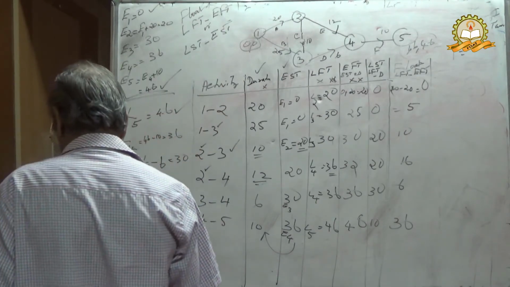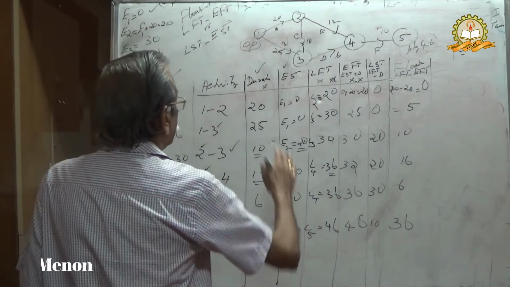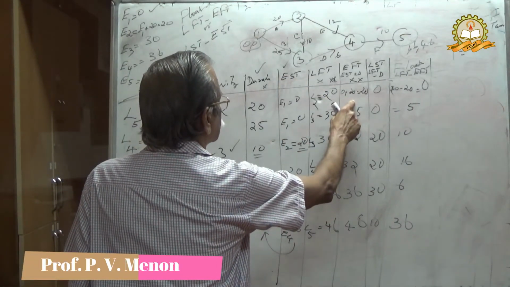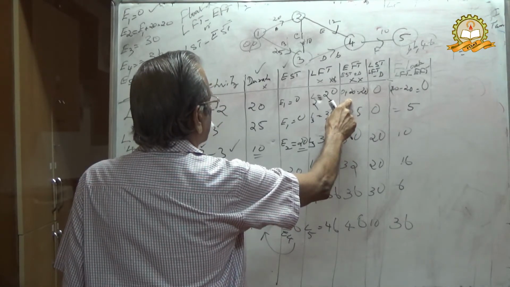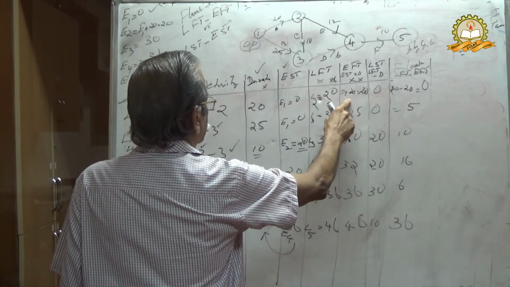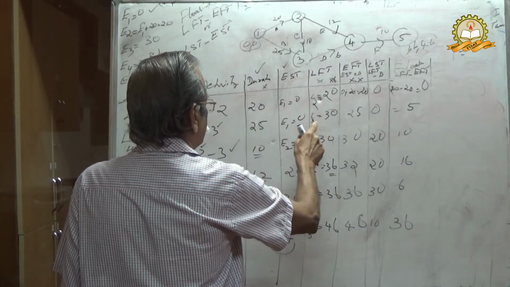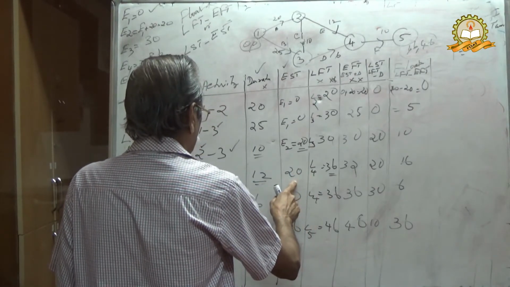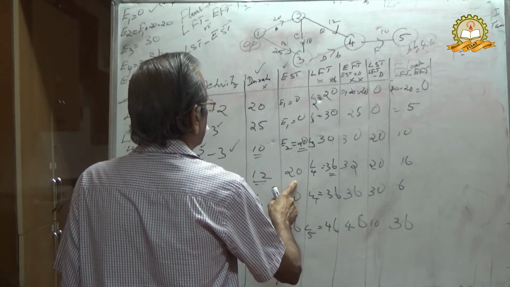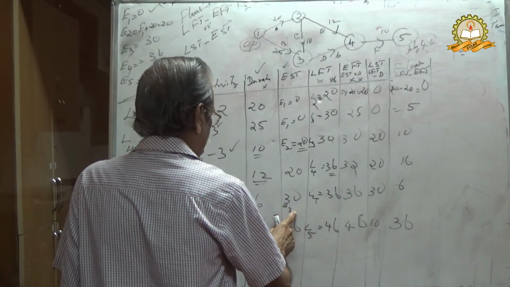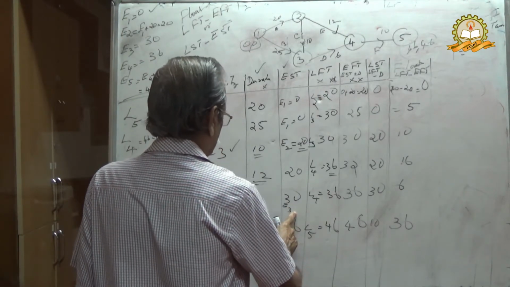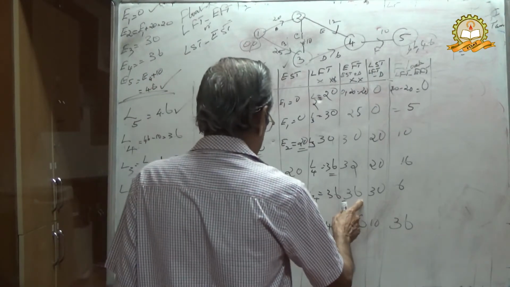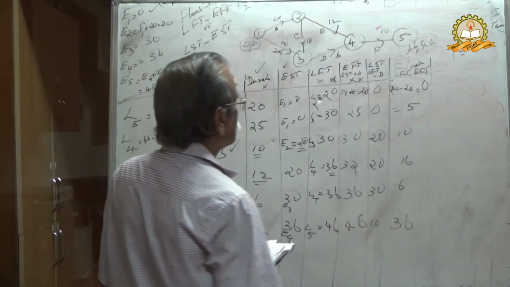Somewhere went wrong, please calculate again. EST, LFT. Here it is early finish time: finish time equals EST plus duration. 20, 25, 30, 32, 36, 46.